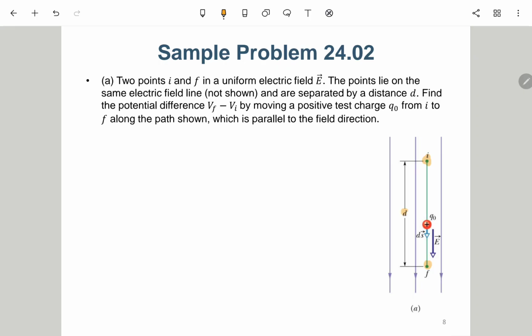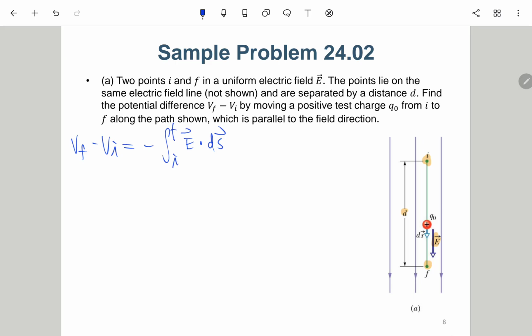Find the potential difference Vi minus Vf by moving a positive test charge Q0 from I to F along the path shown, which is parallel to the field direction. The field direction E is pointing downward, and the path is also moving downward. So we have Vf minus Vi equals negative integration of E dot ds from I to F.